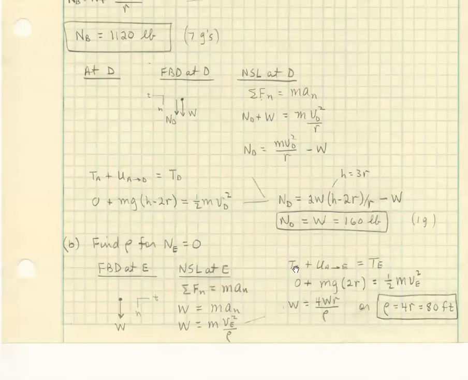You look at your work energy principle here, the kinetic energy at A plus the work going from A to E is equal to kinetic energy at E. You start off with 0 kinetic energy at A. You're at a distance now of 2r below where you started, so the work done by gravity is mg times 2r, and then that's your kinetic energy there. You remember that W then is equal to mg. Well, m vE squared would be 2 times W times this 2r, so that'd be 4Wr, and then divided by rho. And so if you solve for rho out of here, the W's cancel and rho is equal to 4r, which is equal to 80 feet.